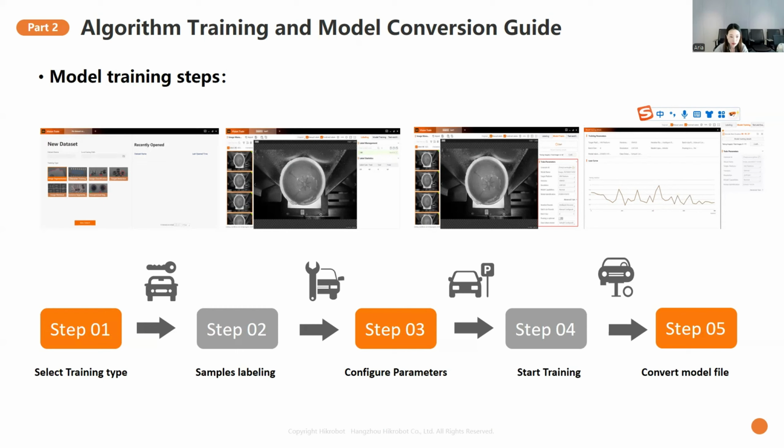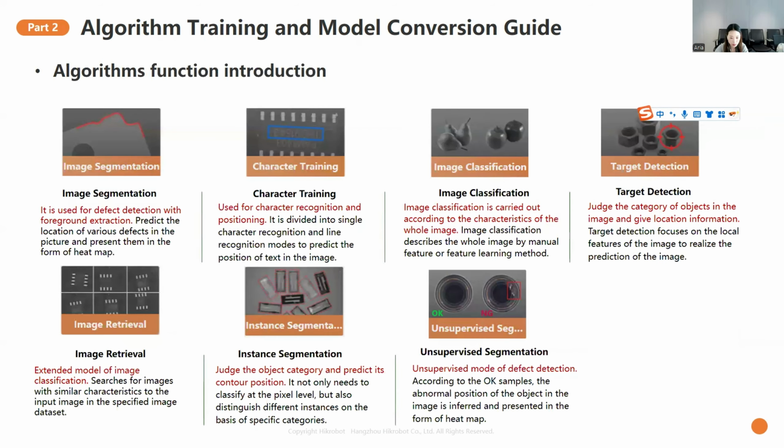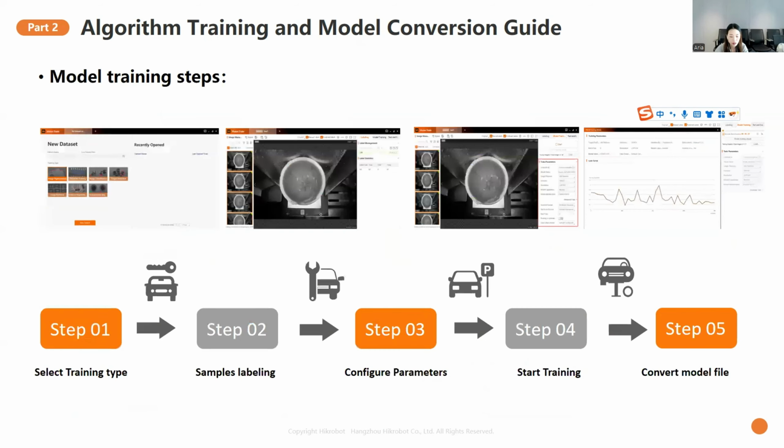There are 5 steps for training the algorithm. The first step, we need to select the training tab. It means you need to select which kind of algorithm you want to use in your project. About the selection of the algorithm tool, you can refer to the previous page to find the most suitable algorithm for your task. The second step, we need to do the sample labeling. So in the next part, I will introduce the sample labeling in detail.